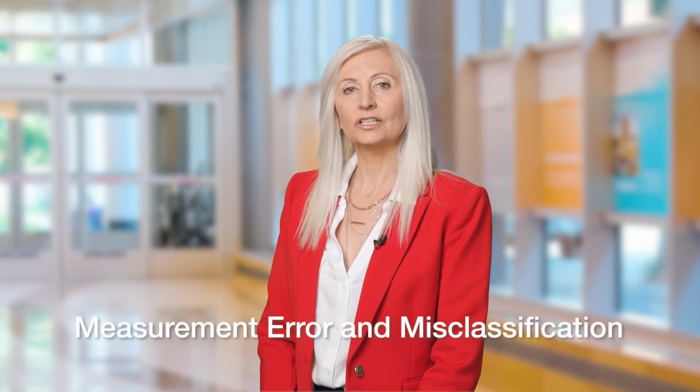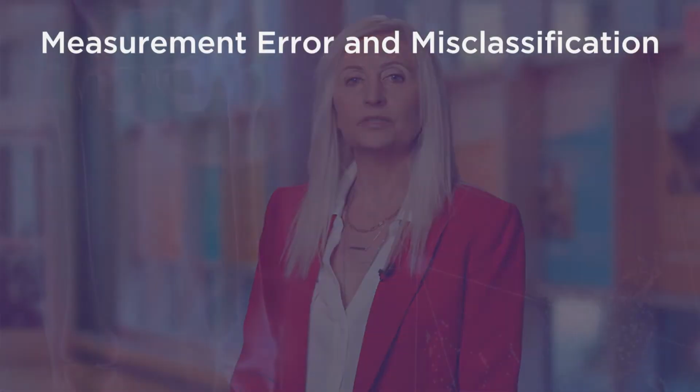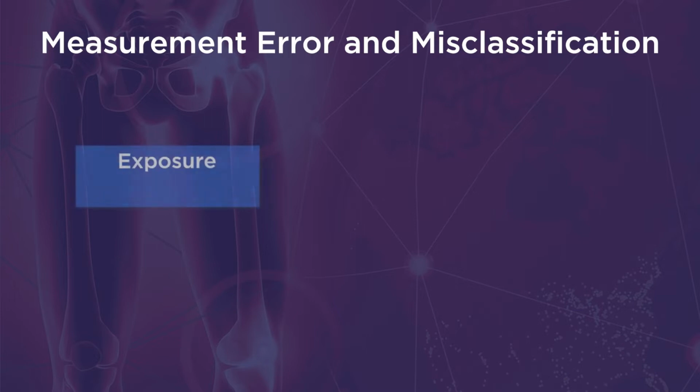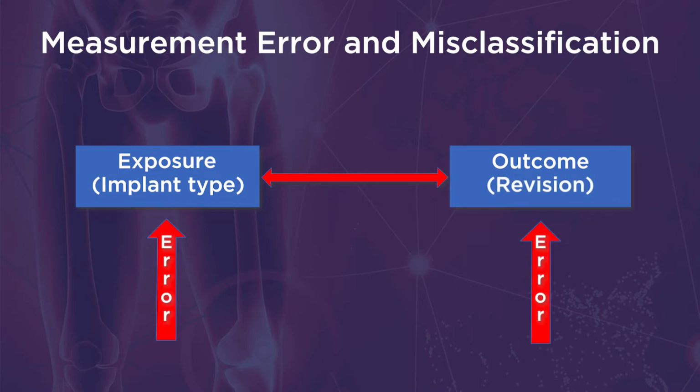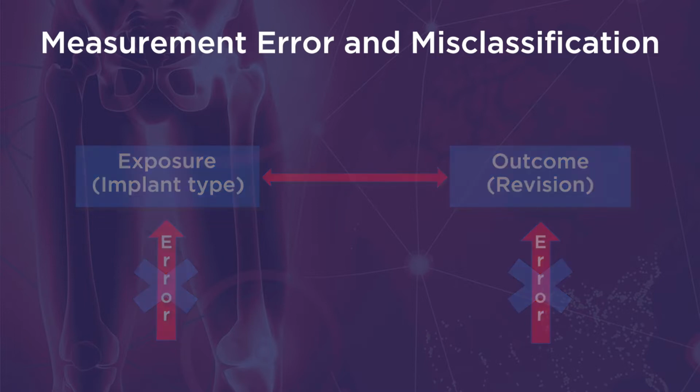In this video, we will review measurement error and misclassification in orthopedics. The primary purpose of most orthopedic studies is to evaluate the strength of the association between a risk factor, also known as exposure, and one or more surgical outcomes. For instance, implant type and revision. If there is any error in the measurement of either the exposure or the outcome, the evaluation of this association becomes inaccurate. Correcting or accounting for measurement error is important to obtain unbiased estimates of this association.